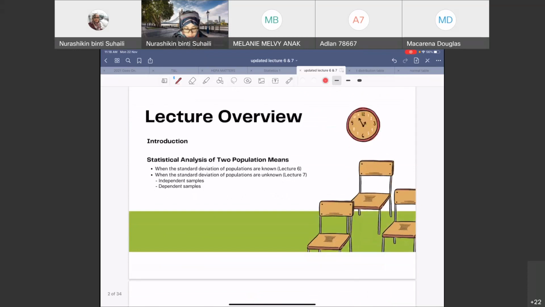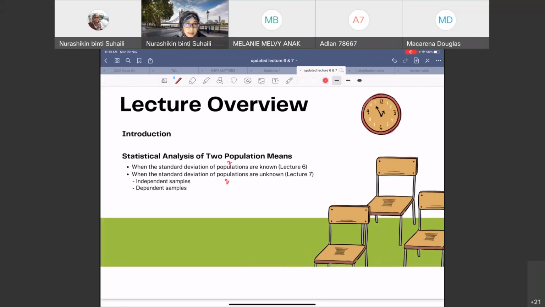So we're going to cover some introduction, and then there are two situations which are quite the same as the one-sample case. When the standard deviation of the populations are known, and also when they are unknown. So you can see the pattern is about the same. And for the unknown standard deviation of the populations, there are two types of samples, independent and dependent samples.